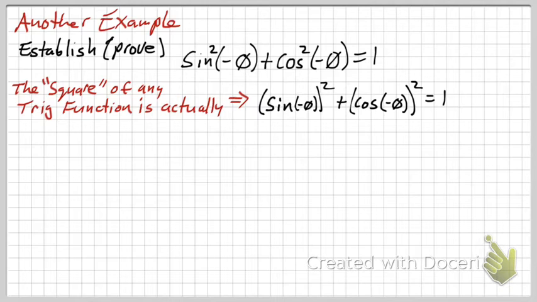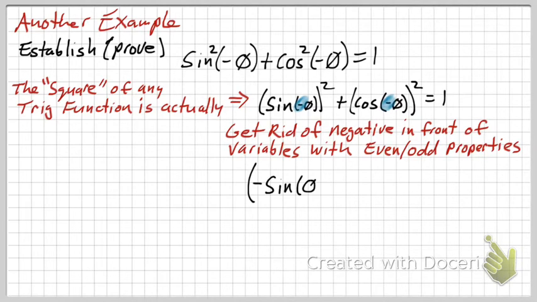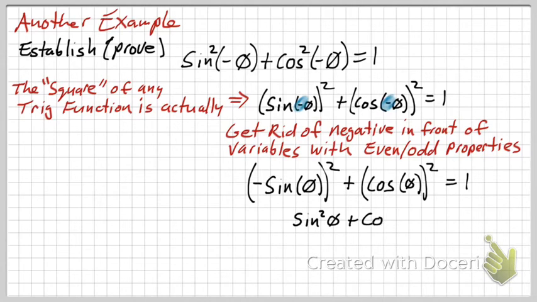Okay, now I'm going to use my even-odd properties to deal with those negative signs in front of my variables. Those are not going to work well for us at all. So our trick of getting rid of those is to use our even-odd properties. Now, sine is odd, so I can take that negative sign and pull it out. Cosine is even, so I can forget about it entirely.